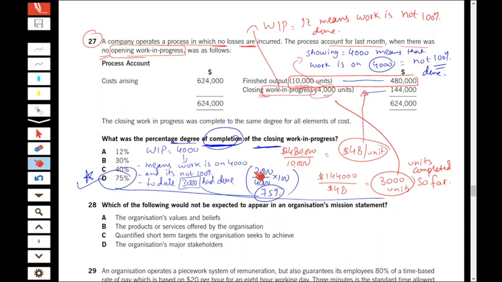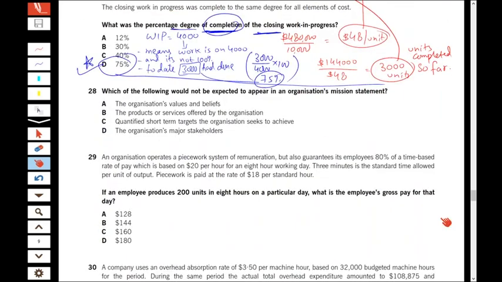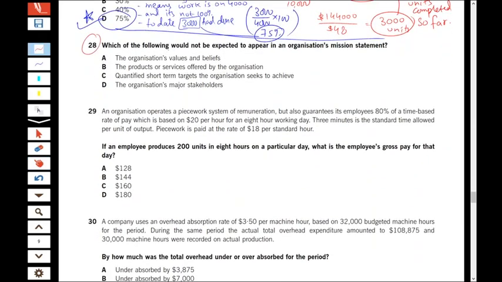Now, MCQ number 28. Which of the following would not be expected to appear in an organization's mission statement? Products or services, yes, it appears. Major stakeholder concern appears because a mission statement is for the stakeholders. This does not appear; this is a short-term target. So this does not appear in the mission statement. Number 29.